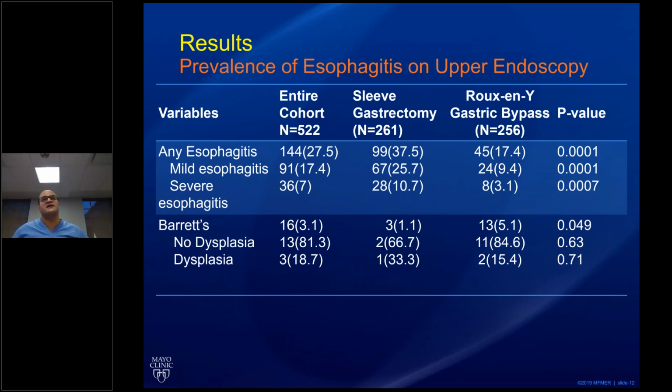Now, if you look at the consequences of reflux and you look at Barrett's, you could see that Barrett's was found in a higher percentage after ROY gastric bypass. This could be a biased finding because, as you know, people with Barrett's are offered ROY gastric bypass preferentially as a better control of reflux, and that's why we're seeing in this cohort probably higher prevalence of Barrett's esophagus in ROY gastric bypass compared to the sleeve gastrectomy. But this is the data as it is.